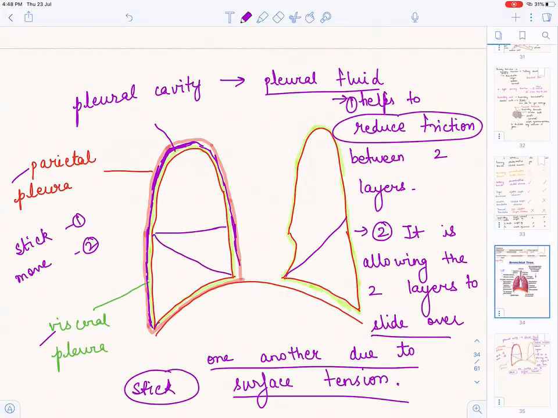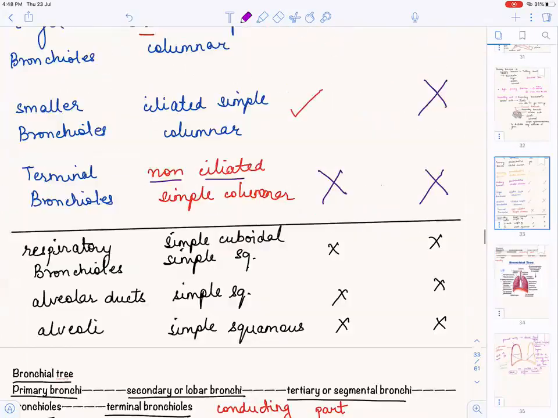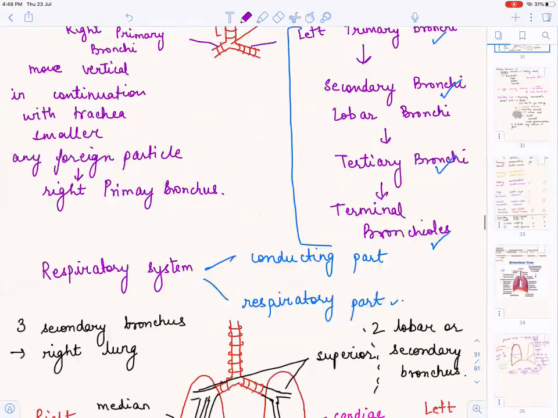Next, I will be taking a little bit of lungs, whatever I feel is left, and then we'll just revise a few things, and then we'll start with the process of respiration, the mechanism of breathing, and in that we'll be doing all the kinds of muscles, the process, and everything. So let's just see if anything is missed. We started with bronchi, right?